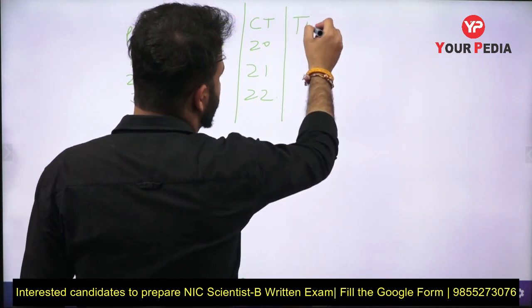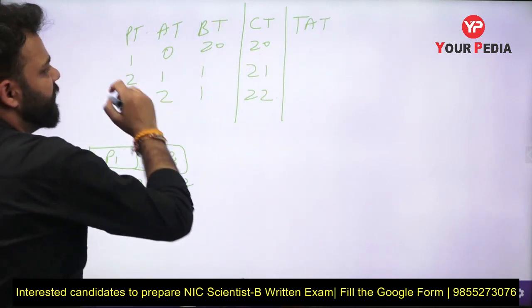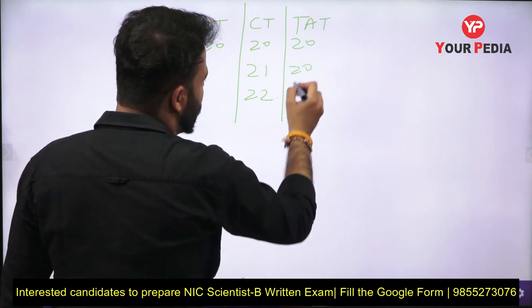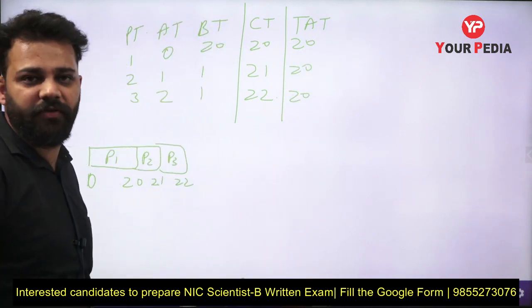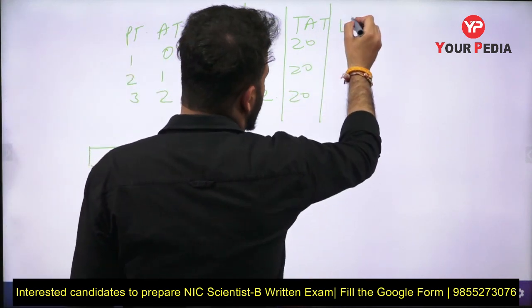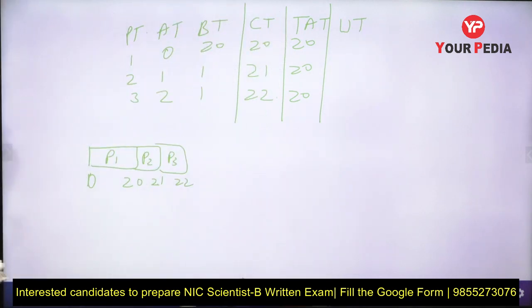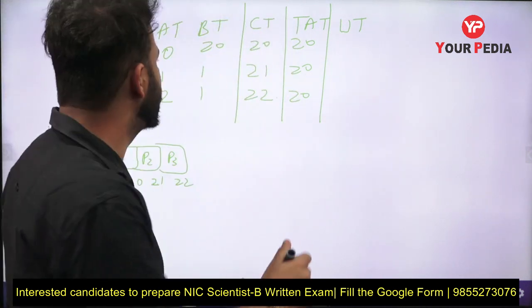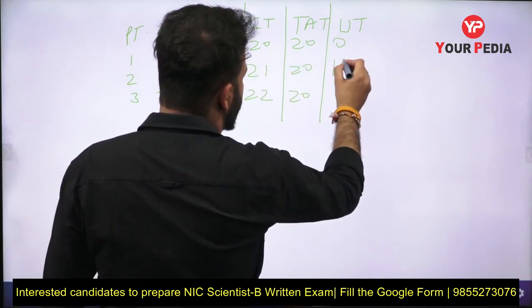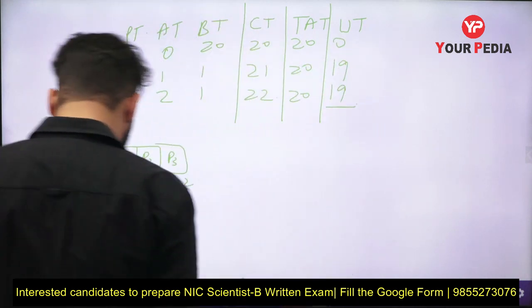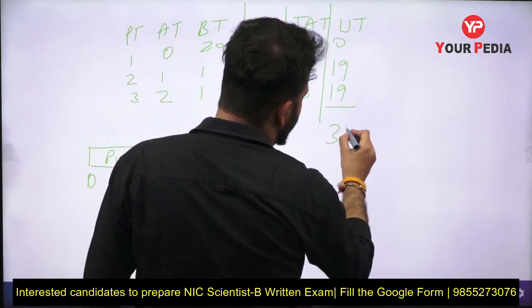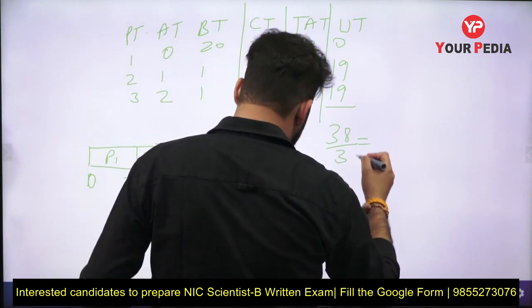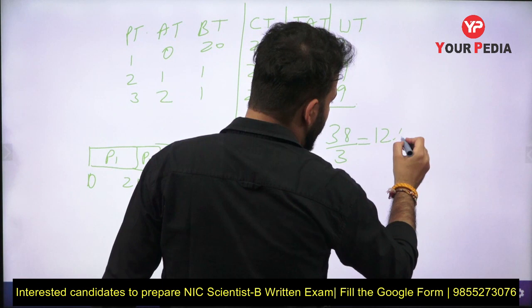Turnaround time is nothing but 20 minus arrival time is 20, 20 and 20, similarly for this one, and waiting time is nothing but turnaround time minus burst time, the time it was waiting in the system. So 20 minus 20 is 0, 19 and 19, which is equal to 38, and average waiting time is nothing but 38 divided by 3, which is equal to 12.66.